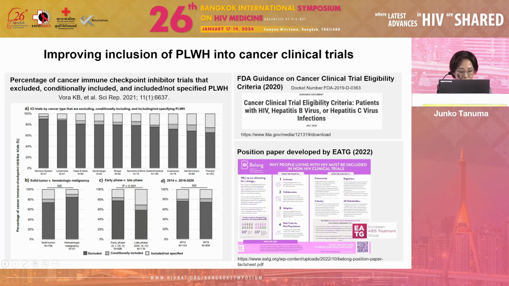So why does this evidence gap exist? I think one survey says that 75% of the early clinical trials of immune checkpoint inhibitors excluded people with HIV. Even in the earlier clinical trials, there is a very high tendency of exclusion of people with HIV. And many people are now demanding the inclusion of people with HIV in cancer treatment, and not to create any disproportion in cancer treatment.